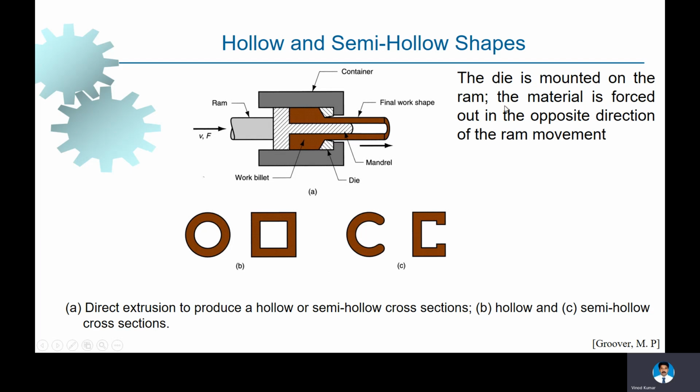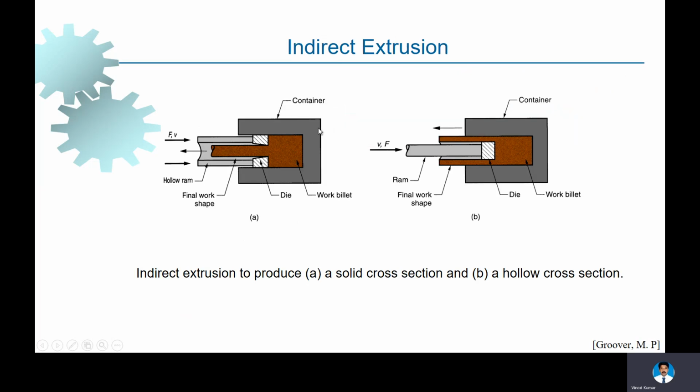The die is mounted on the ram. The material is forced out in the opposite direction of the ram movement. This is how we produce hollow shapes like pipes, circular shapes, square shapes, C shapes, channel shapes, etc. So here the die is mounted on the ram, and the material is forced out in the opposite direction of the ram movement.